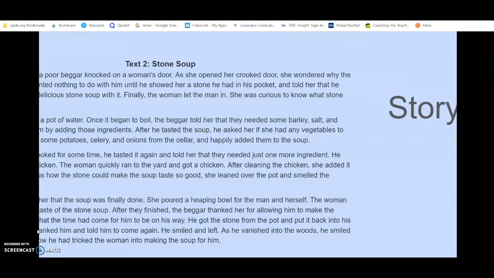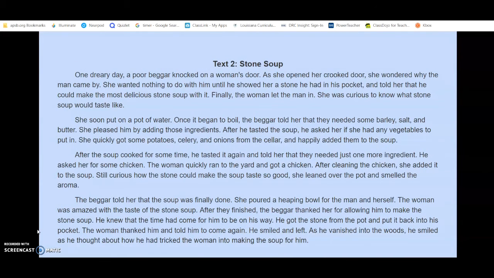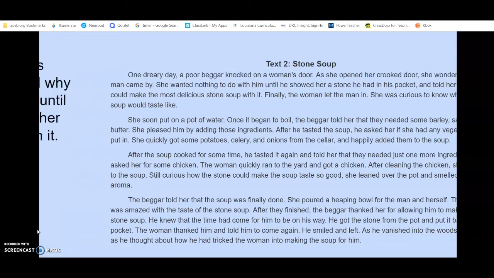Story 2. Stone Soup. One dreary day, a poor beggar knocked on a woman's door. As she opened her crooked door, she wondered why the man came by. She wanted nothing to do with him until he showed her a stone he had in his pocket and told her that he could make the most delicious stone soup with it. Finally, the woman let the man in. She was curious to know what stone soup would taste like.